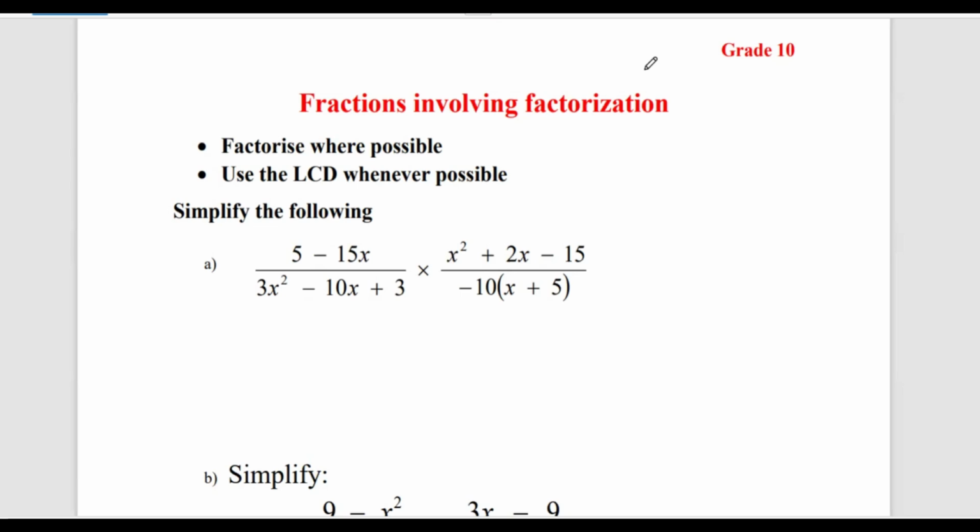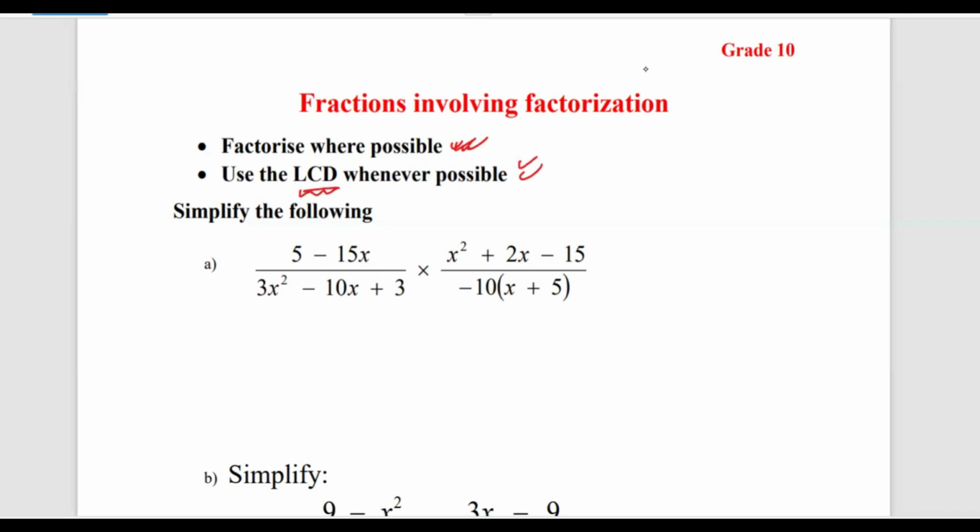So what are the nuggets of working around this? Number one, we need to factorize where possible. In this essence, we're going to use the different methods that we discussed. Remember, we have the common factors, the change of sign, the difference of two squares, the quadratic trinomial, and then the difference and the sum of two cubes, and even the grouping. It's all possible. Then what will be left will be just the application of the knowledge of the fractions. So factorize where possible, and then two, use the LCD whenever possible.